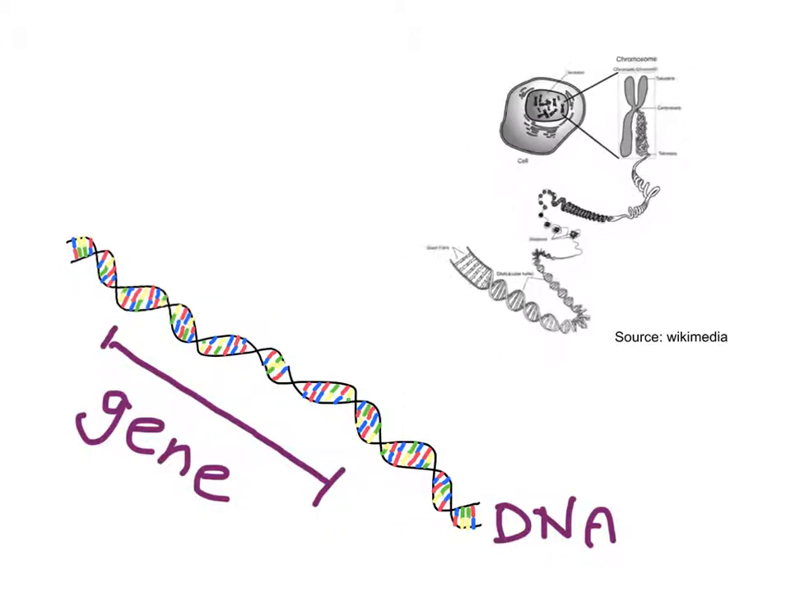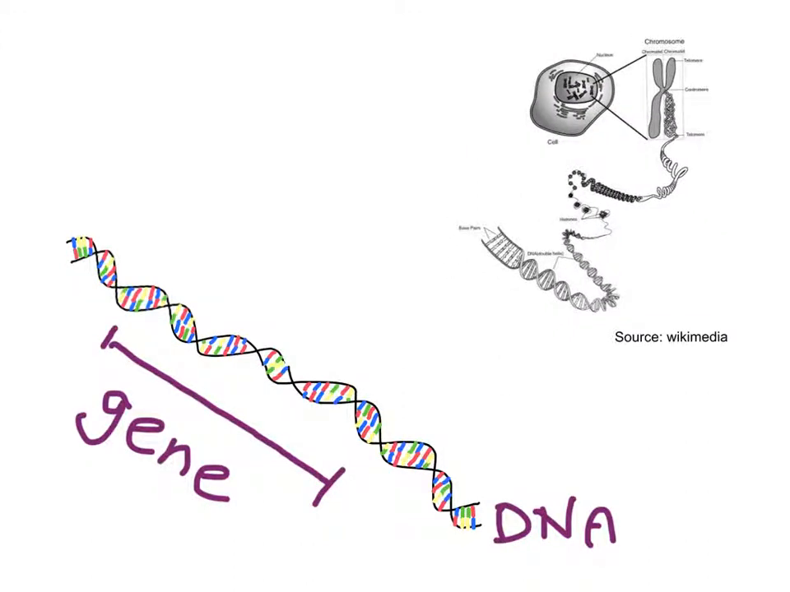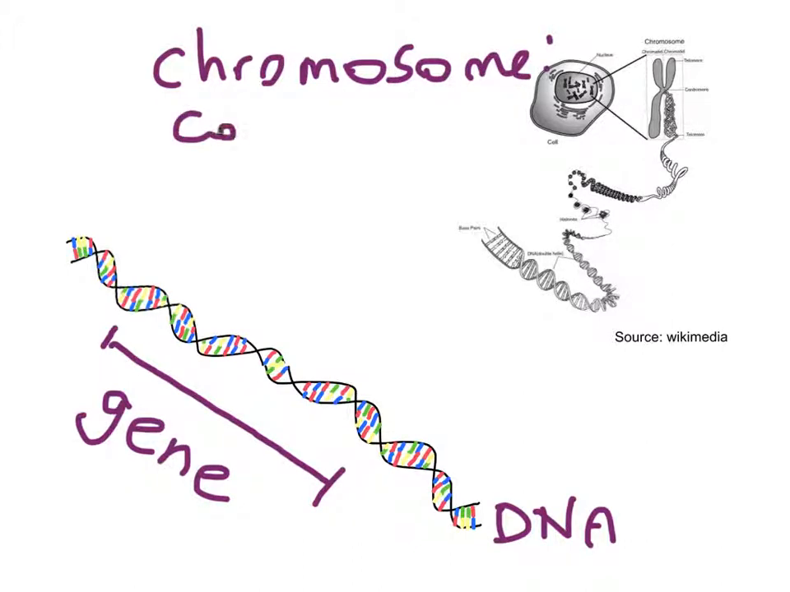Okay, so let's just bring that down so we can point that out. So the whole length of the DNA, as you can see here, will be coiled up. So the chromosome is simply coiled up DNA. So you could say that sections of DNA, which are the genes, are also found in chromosomes.